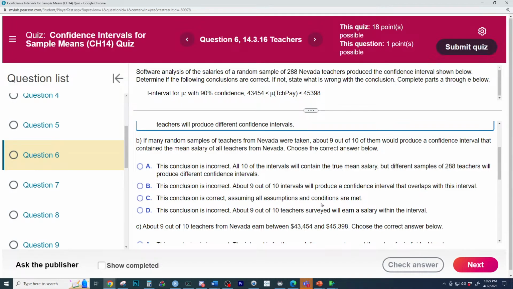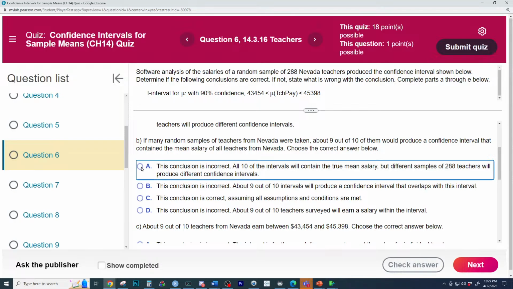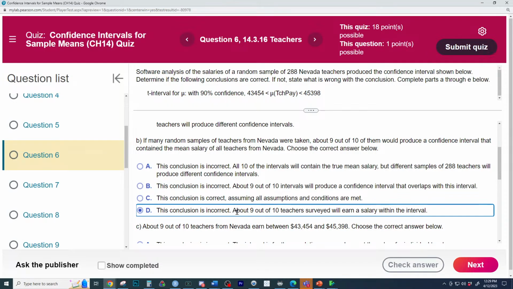The way they word these. Oof. Okay. Which one do you think right here, Jesse? Let's read over them. This conclusion is incorrect. All 10, well, that's just dramatically wrong. No, 90% of the intervals. This conclusion is incorrect. About 9 out of 10 intervals will produce a confidence interval that, no. This is incorrect. About 9 out of 10 teachers surveyed will earn a salary within the interval. So frankly, what they're doing in this one is they're actually phrasing the previous one correctly.